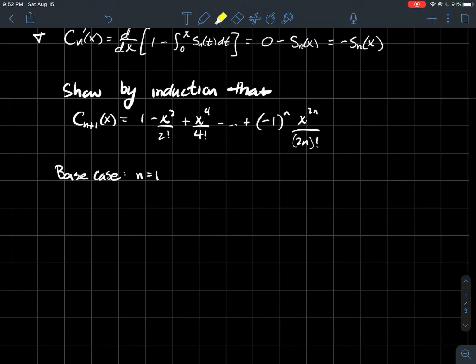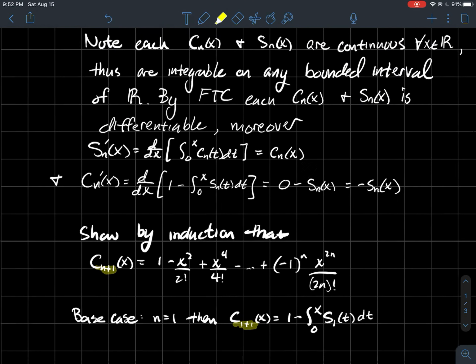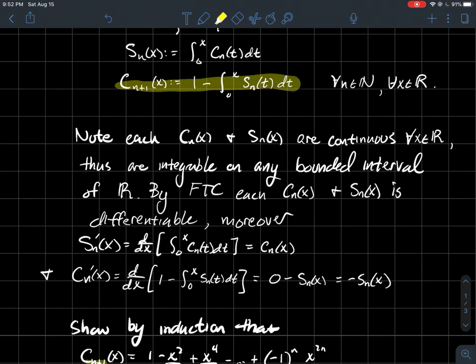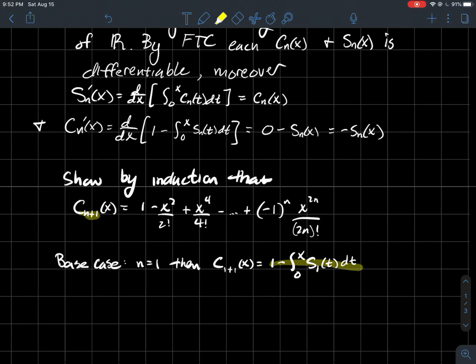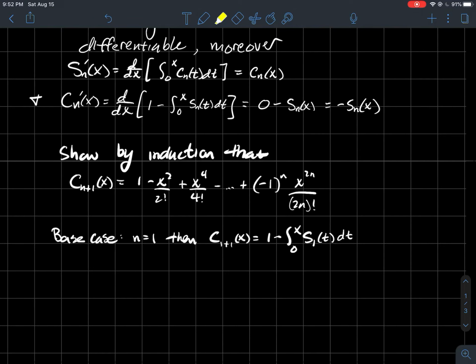So the base case, when n equals 1, well then c, notice here, n plus 1 here. So when n is 1, notice I'm looking really at c2, so 1 plus 1. And what should it be by definition? Well, by definition, this is the definition of the c's, so it should be 1 minus the integral of s1. And I think that's what I wrote down here. It is 1 minus the integral of s1, and I could do that integral because I know what s1 is. S1 is just t, since t is the variable here.